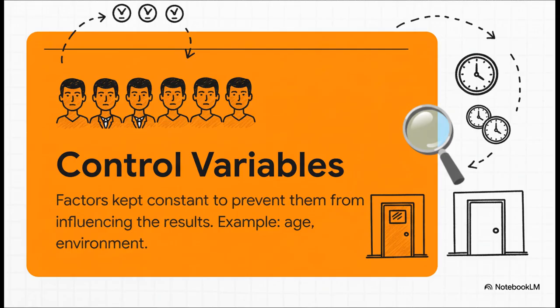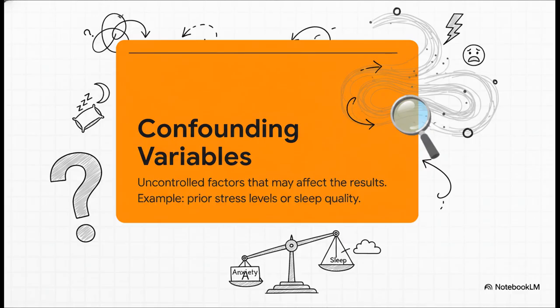Control variables are all the other things you purposefully keep exactly the same for every single person in the study. Things like, I don't know, the age of the participants or the quiet room where they're being tested. This just makes sure that the only major difference between your groups is that one thing you changed, the independent variable.